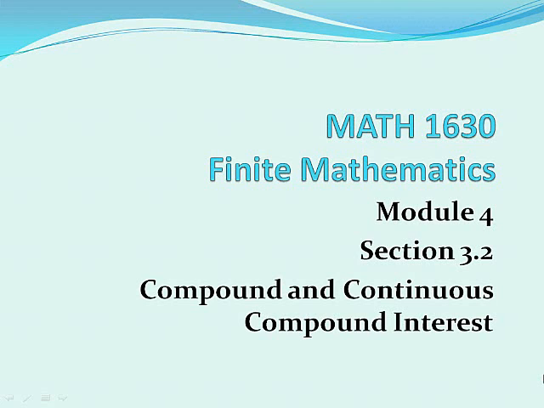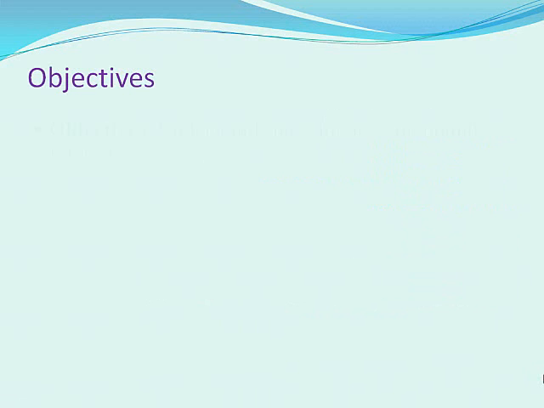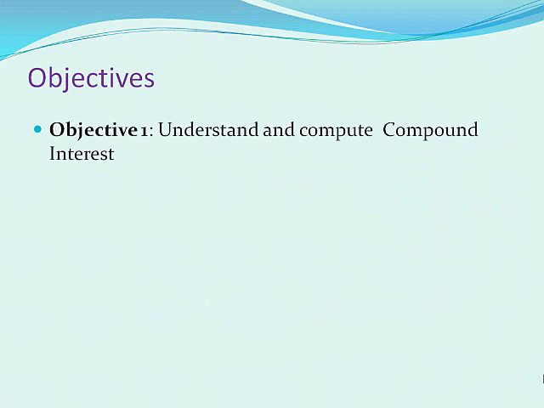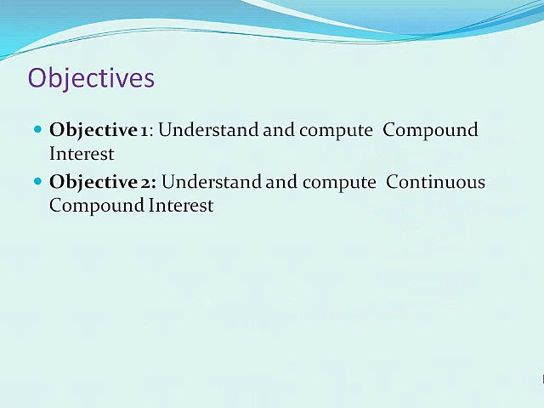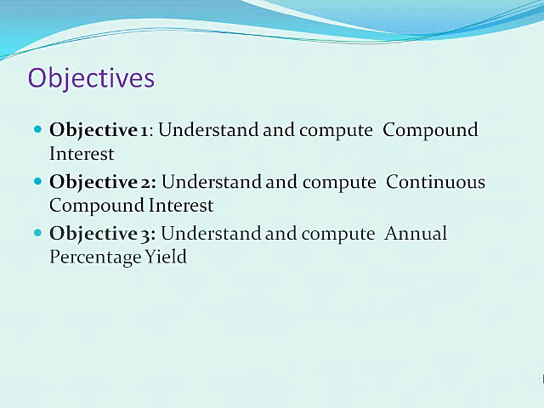Module 4, Section 3.2, Compound Interest and Continuous Compound Interest. Objectives. Objective 1, understand and compute compound interest. Objective 2, understand and compute continuous compound interest. Objective 3, understand and compute annual percentage yield. And Objective 4, do some application problems.